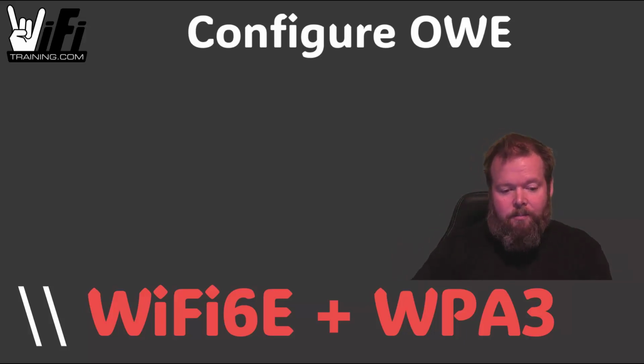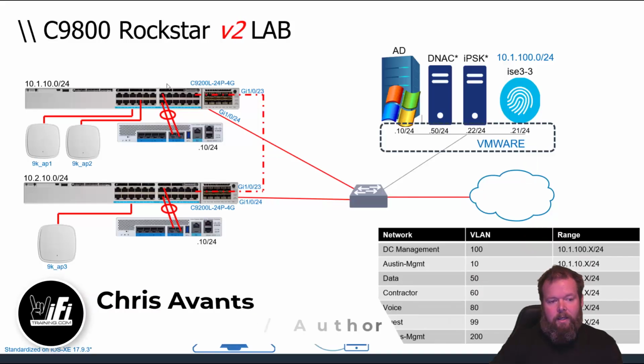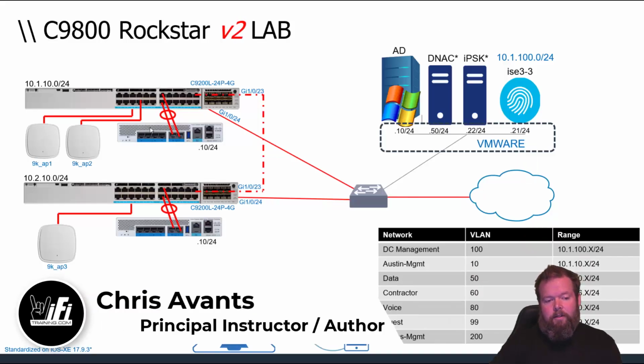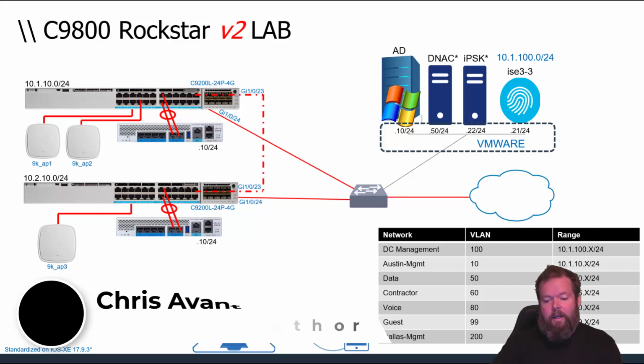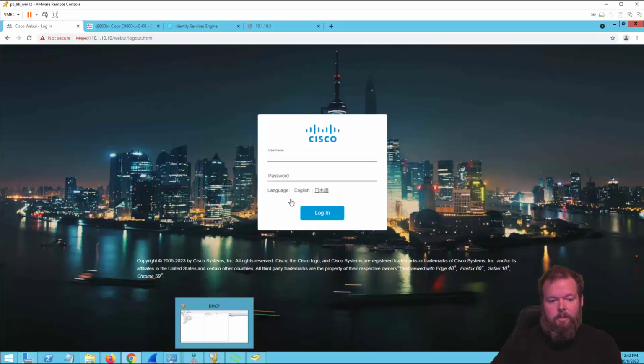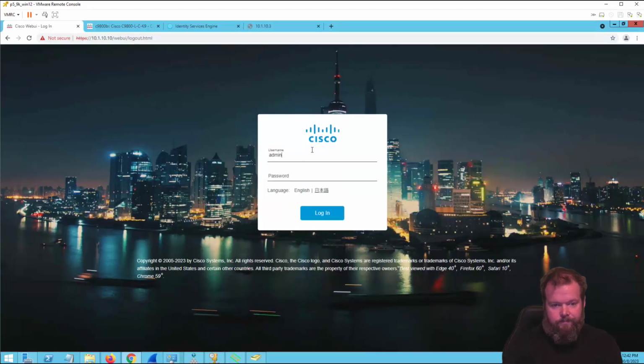So let's take a look at our topology real quick. I've got this Pod 1 controller here that's a 9800L that we're going to be using. And we've got two APs. One of them is our 9136 6 gigahertz access point. So let's jump over to the controller.